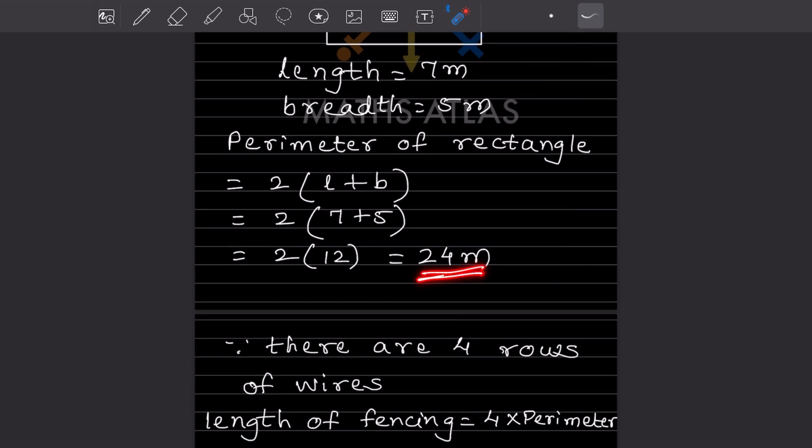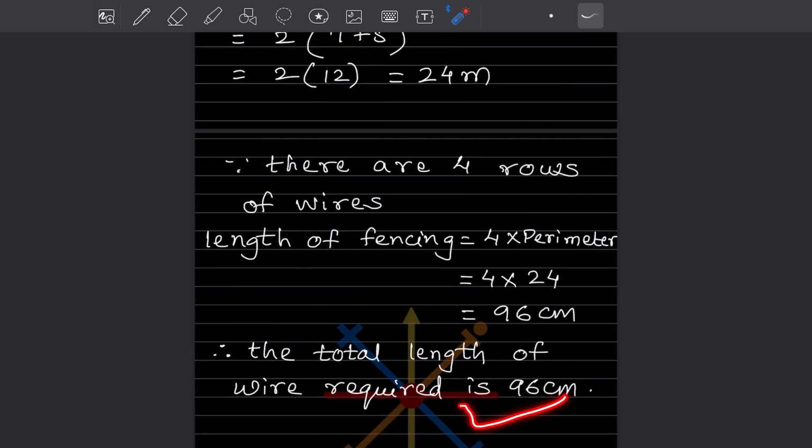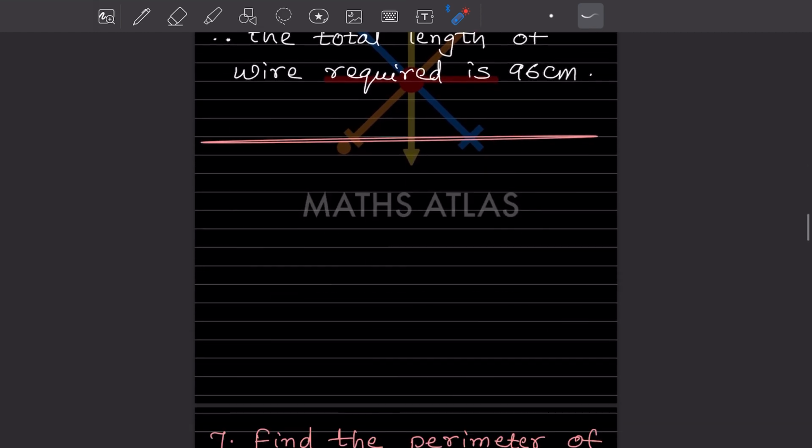This is for 1, only once. So this is 24, but since there are 4 rows of wires, it means this will be 4 times. So what will that be? Length of fencing is going to be 4 into perimeter. We got the perimeter, so 4 into 24 is 96 centimeters. So we'll write here, therefore total length of wire required is 96 centimeter.